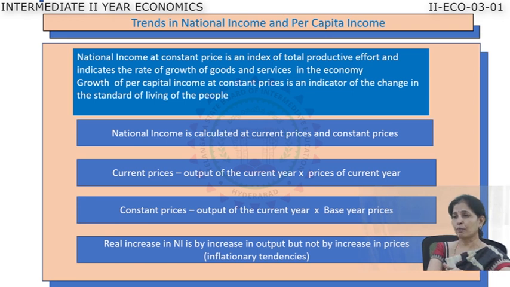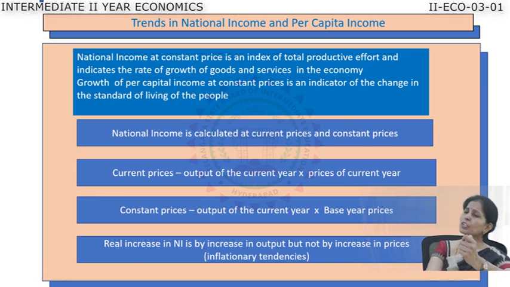The higher the per capita income, the higher the standard of living, what we have already learned in our first year. When incomes are increasing, there is more demand for superior goods. Our living standards improve. So if the per capita income is high, the standard of living is also high.